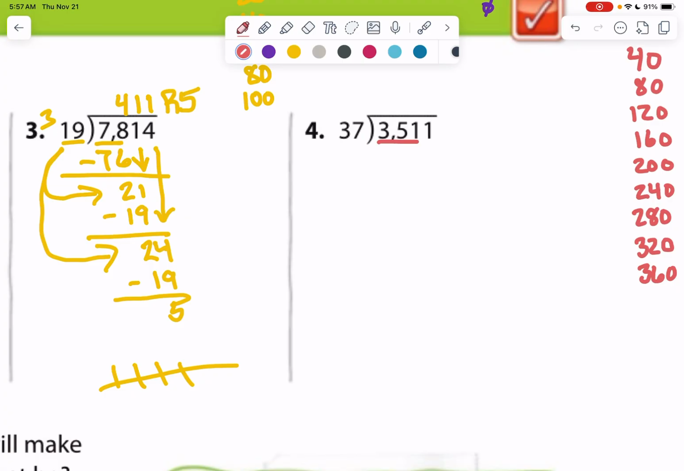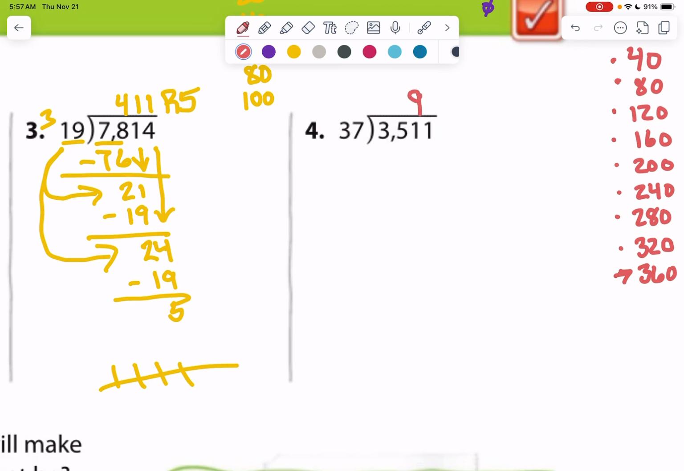I actually think it's going to go in 9 times. I know 360 is greater than 351, but remember we rounded up to 40. Our divisor is actually 37. So I'm going to try 9. Let's see what happens, okay? 1, 2, 3, 4, 5, 6, 7, 8, 9. Yeah, I'm going to try 9.